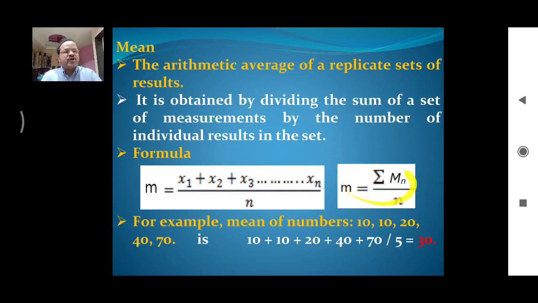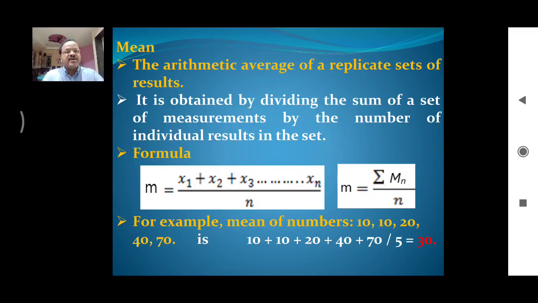So in short, the mean is given by the summation of measurements divided by the number of measurements. For example, the mean of the numbers 10, 10 and 20. The first measurement is 10, the second measurement is 10, and the third one is 20.